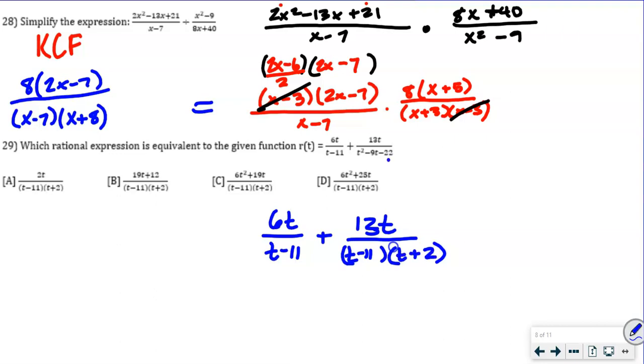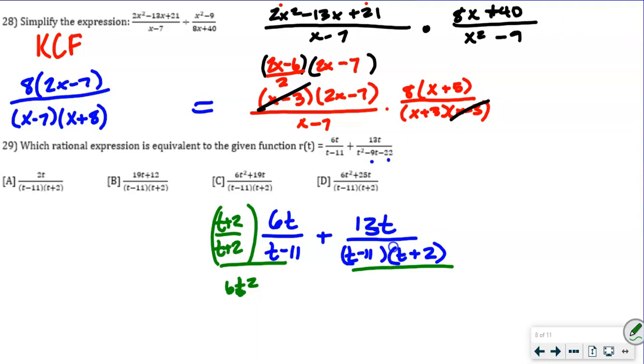Those are the factors of negative 22 that add up to be negative 9. So that means over here I've got to multiply to get a common denominator. To do that, I'm going to multiply by t plus 2 over t plus 2, because now I have my common denominator. See it? So we're going to multiply t times 6t. That's going to be 6t squared.